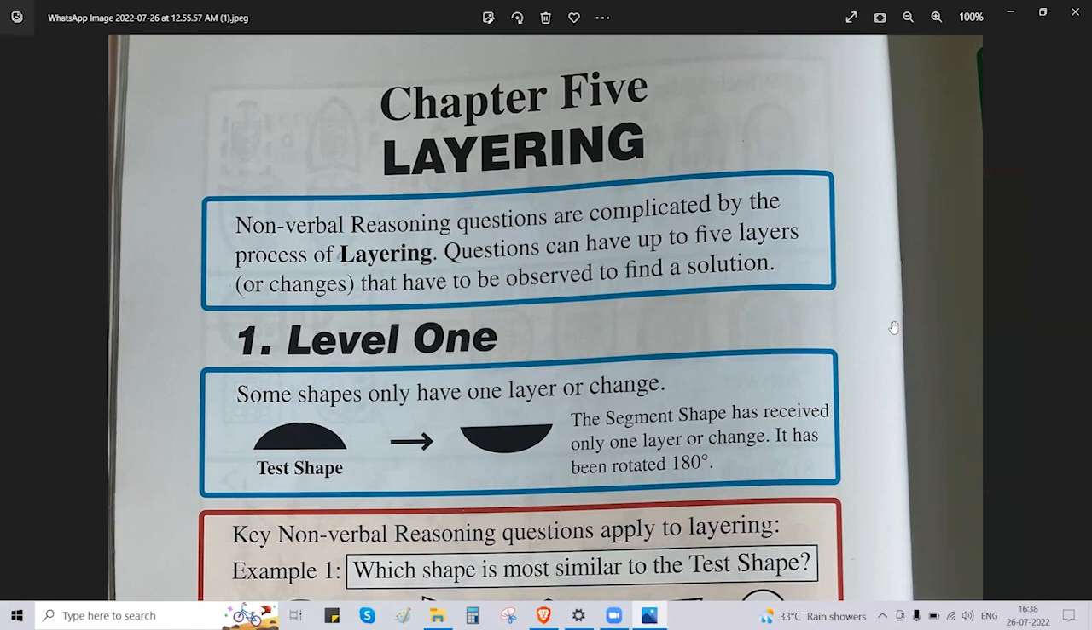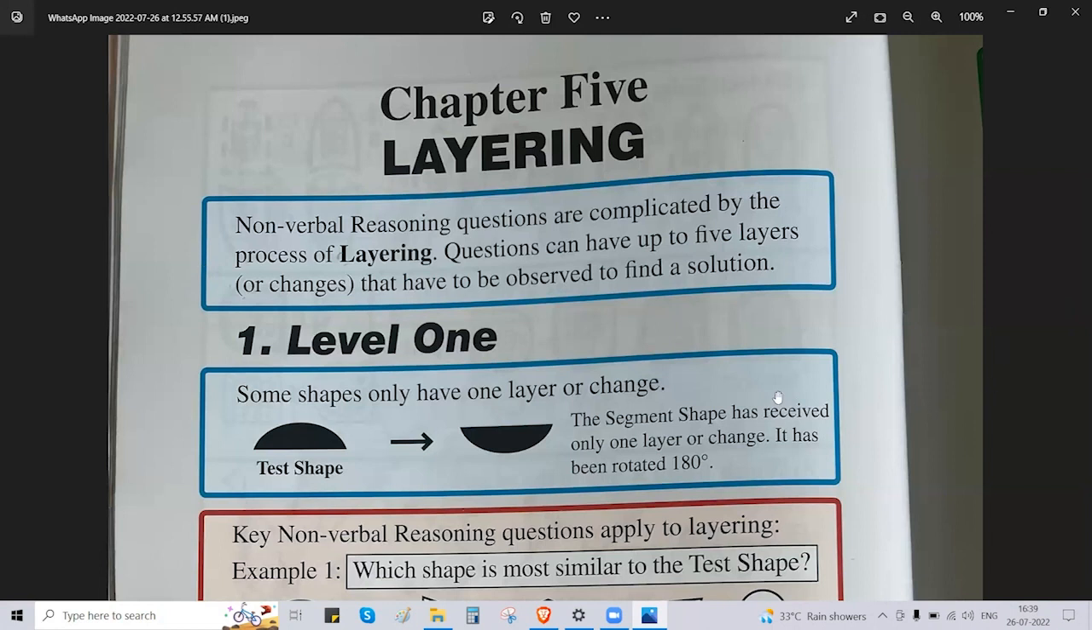So if I give you a simple tip for non-verbal questions, you just need to spend a few seconds to understand what is happening. What is the change from one shape to another? That is the crux of non-verbal reasoning. So today we are going to talk about chapter 5, layering. We will see what different changes we can see from one image or shape to another.